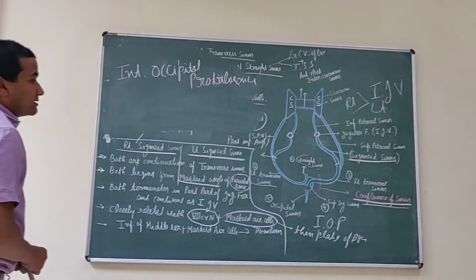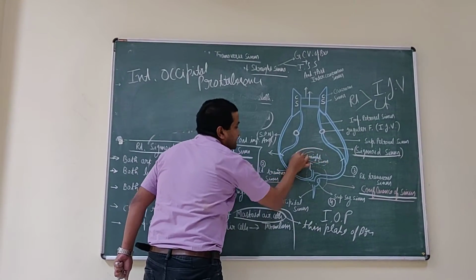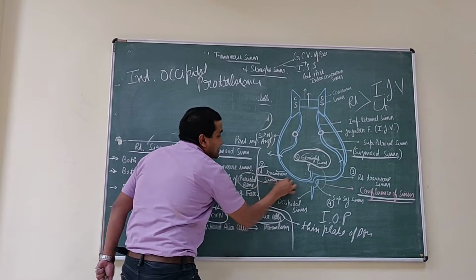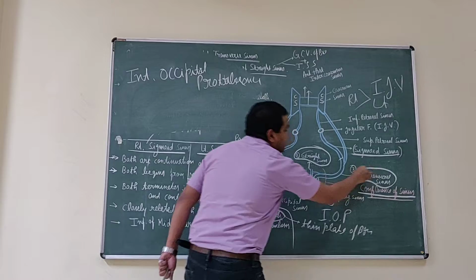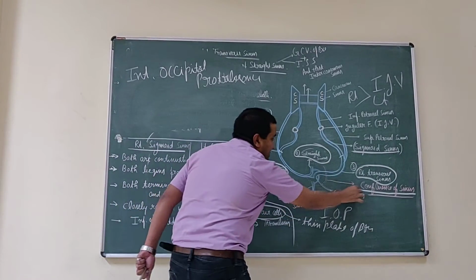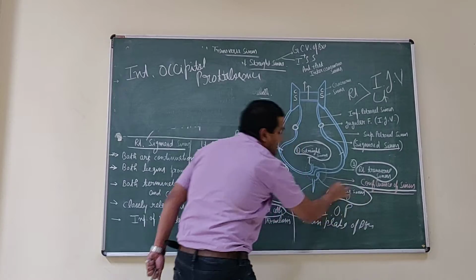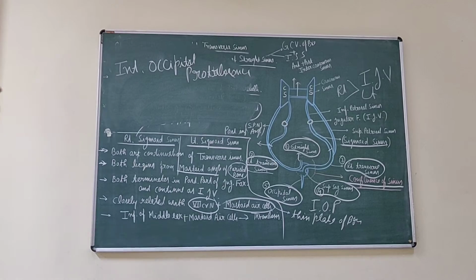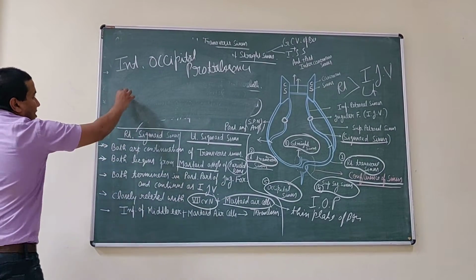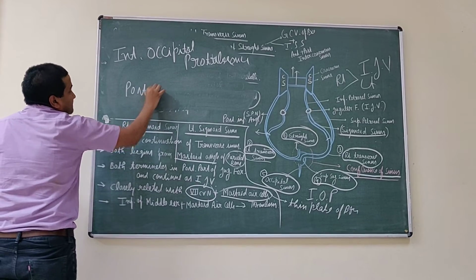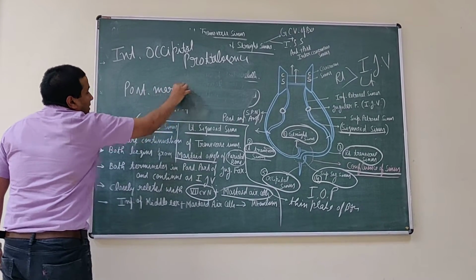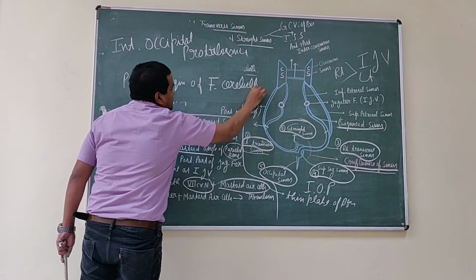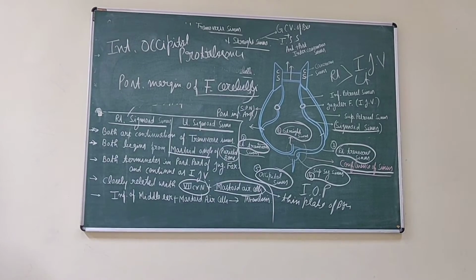They are connected with each other. The first is the straight sinus. Paired, it is the left transverse sinus and the right transverse sinus. Then, it is the superior sagittal sinus. And the last is the occipital sinus. This occipital sinus is present along the posterior margin of the falx cerebelli.